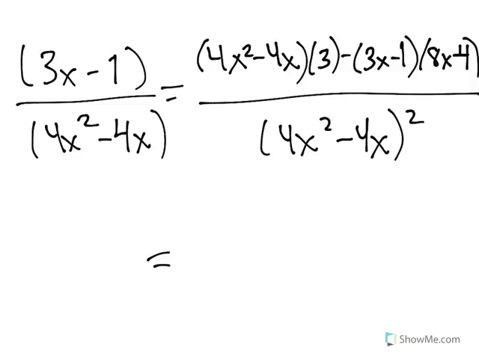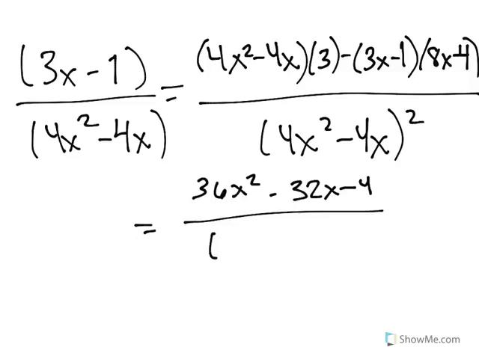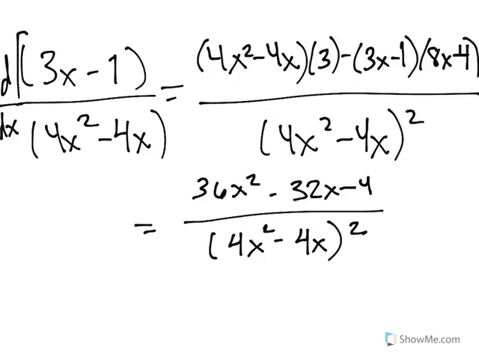We could just try to simplify it, and you will get 36x squared minus 32x minus 4, all of that over 4x squared minus 4x, and all of that squared. And so never forget to say that this is the derivative of. It's not an equality if you don't define this, that we want to get the derivative of that. Okay, so that's the answer.